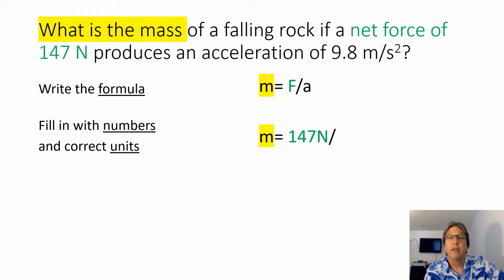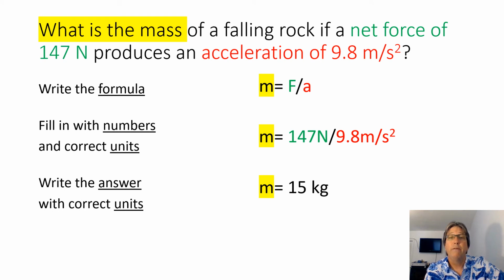Now let's look at filling it in. First, the force. The net force in the problem is 147 newtons. So you should see how we get it out of the problem and where it goes in the equation. And then finally, acceleration. Given to us is 9.8 meters per second squared. We fill that in. Once we fill it in, all we've got to do is divide to get the answer. 147 divided by 9.8 is 15, or to two significant digits, it rounds to 15. And a newton divided by a meter per second squared gives us kilograms. Mass is measured in kilograms. So the answer to this problem is 15 kilograms.